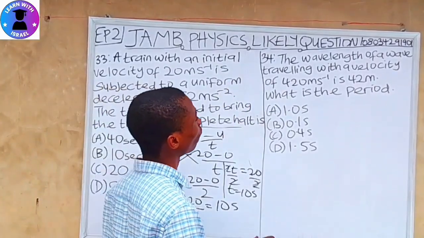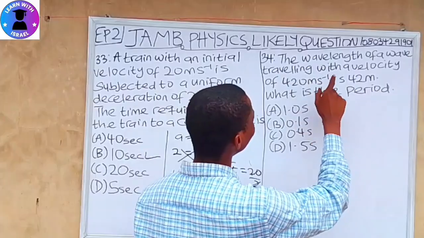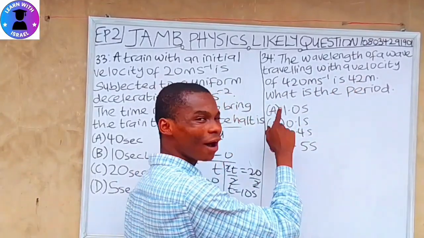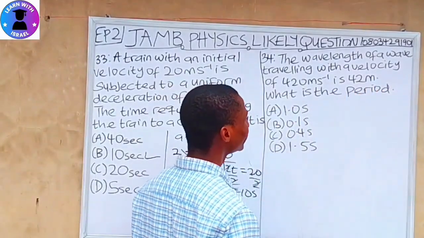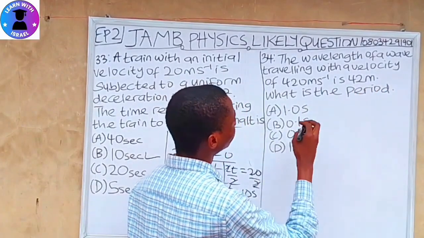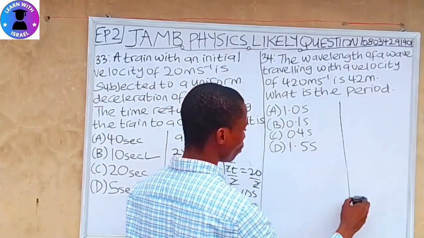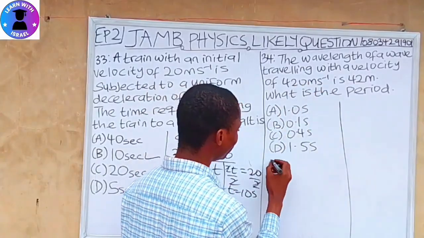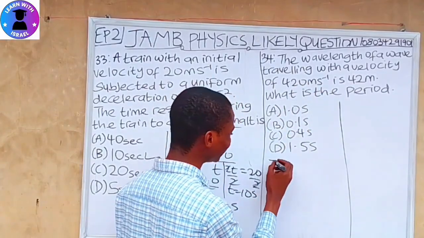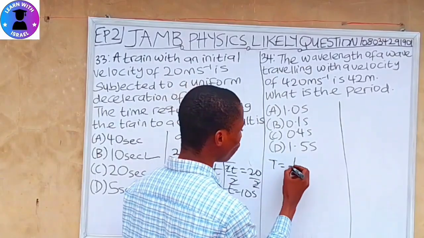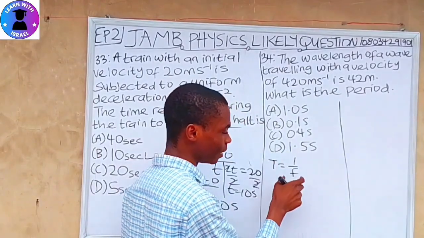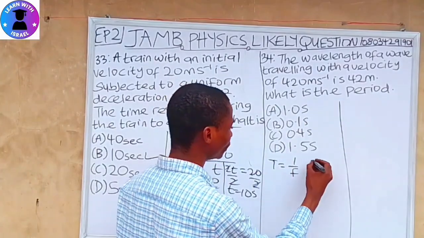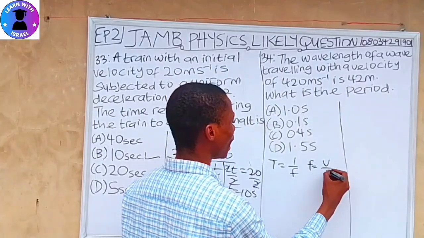So let's move to question 34. The wavelength of a wave traveling with a velocity of 420 meters per second is 42 meters. What is the period? This question is under waves. How do we solve it? The period is represented as T, and the formula for period is 1 over f. What is the meaning of this f? This f stands for frequency, and the formula for frequency equals v over lambda.